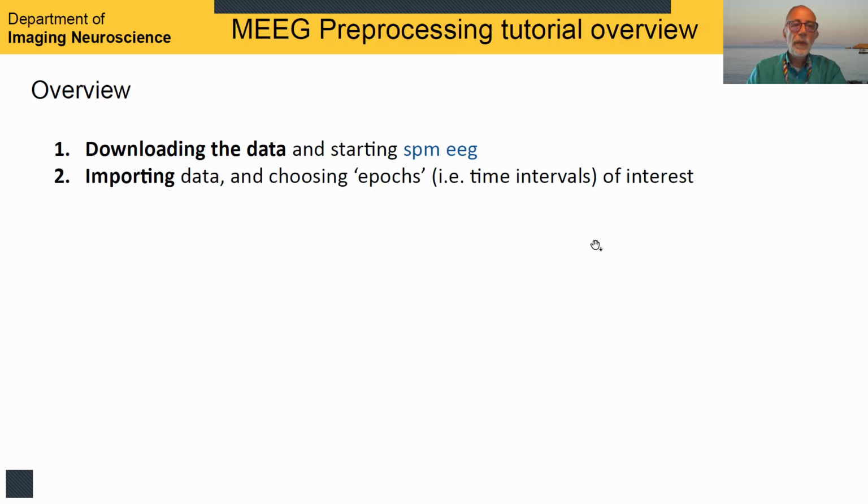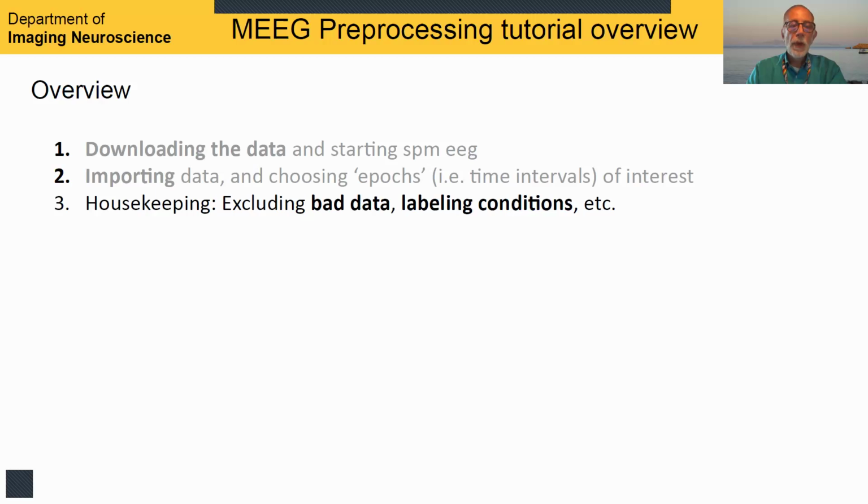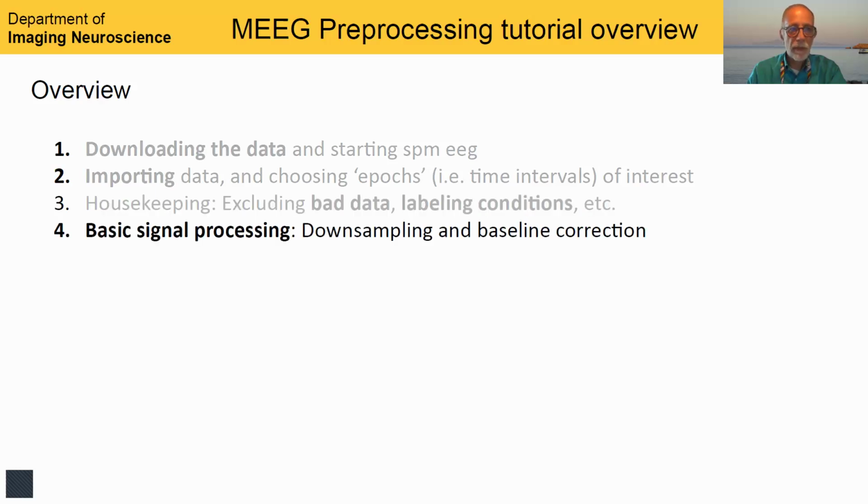As an overview, we are going to look at downloading the data and starting SPM EEG, importing the data into SPM and choosing time intervals or epochs of interest. We're going to do a bit of housekeeping, such as using files to exclude bad data, label conditions, and other housekeeping items. We're going to do some basic signal processing, which will include downsampling and baseline correction.